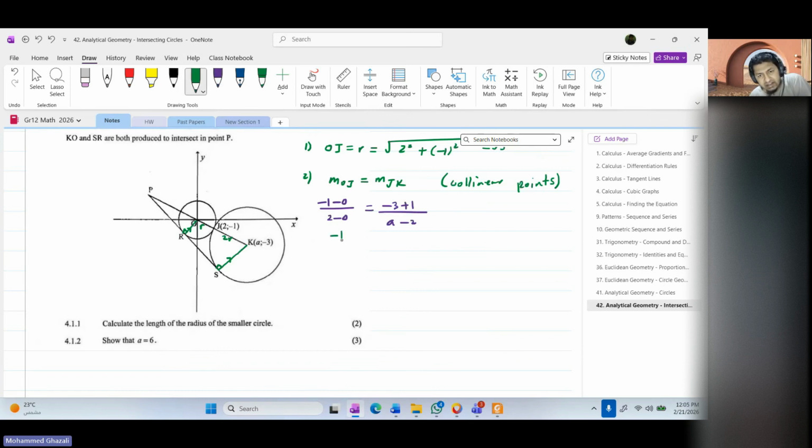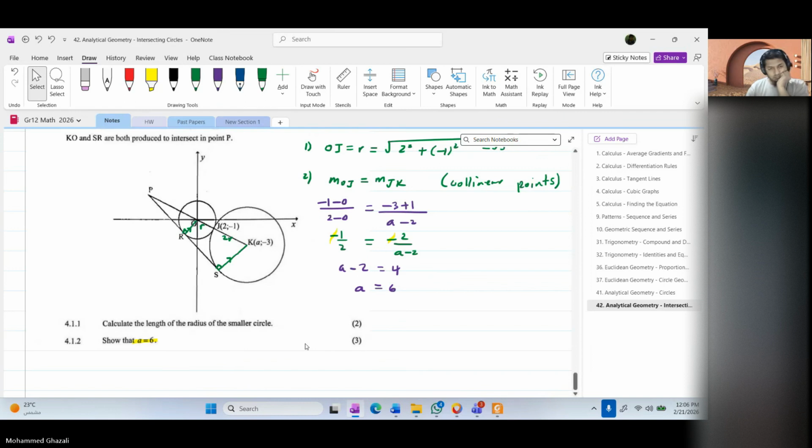Now on this side I have -1/2, and on this side I have -2 over A minus 2. So I can throw the negative away on both sides, cancel the negatives out. So we get A minus 2 is equal to 2 times 2, which is 4. So the value of A is 6. So we showed that the value of A is equal to 6. Right, sorted. So I'll put that the value of A is 6.